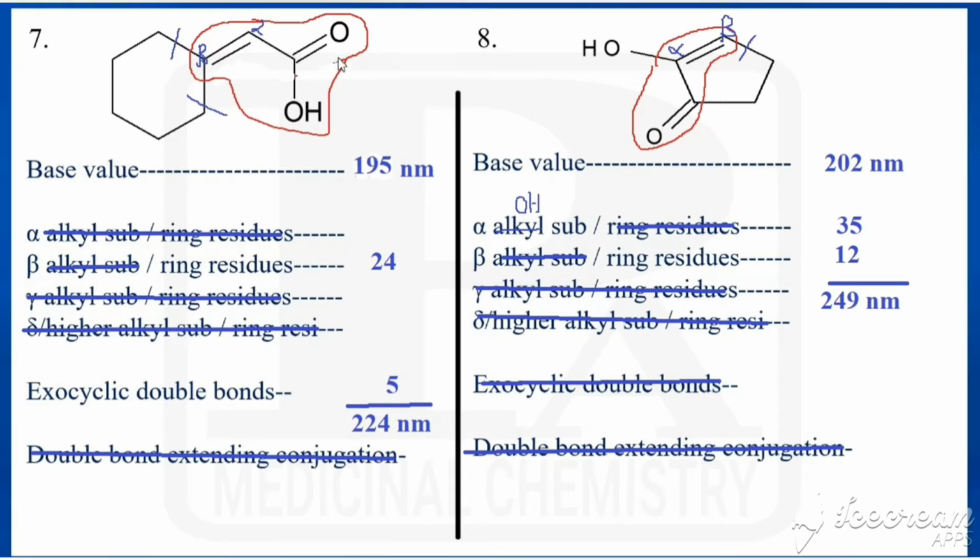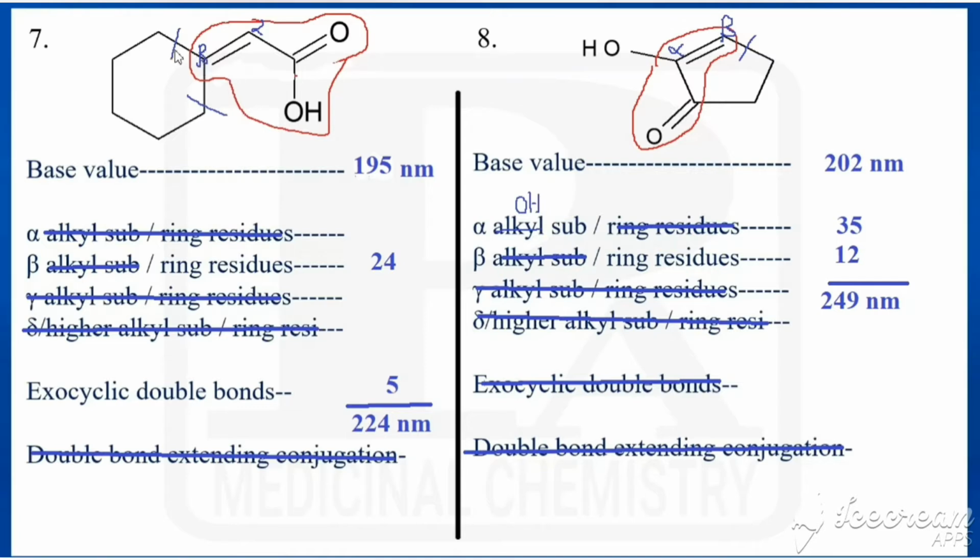So this would be the parent. For an alpha beta unsaturated carboxylic acid, what is the base value? That is the parent value, 195 nanometer. So this is alpha, this is beta. So parent value is 195 nanometer. It is not having any alkyl substituents. It is having only ring residues. So here one ring residue, here one ring residue. So both are beta ring residues. That's why 2 beta ring residues.